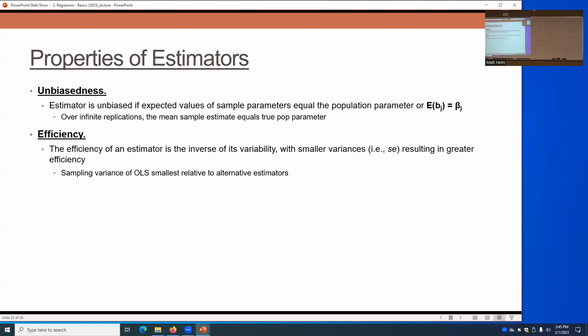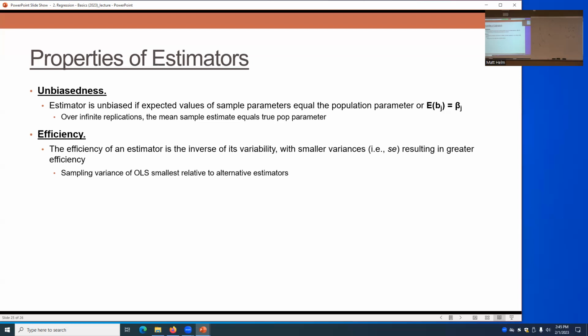So the expected value of my sample statistic is equal to the population parameter. Okay. Now we can also talk about efficiency. Efficiency is the inverse of the variability of an estimator, a parameter, where we have smaller variances resulting in greater efficiency.